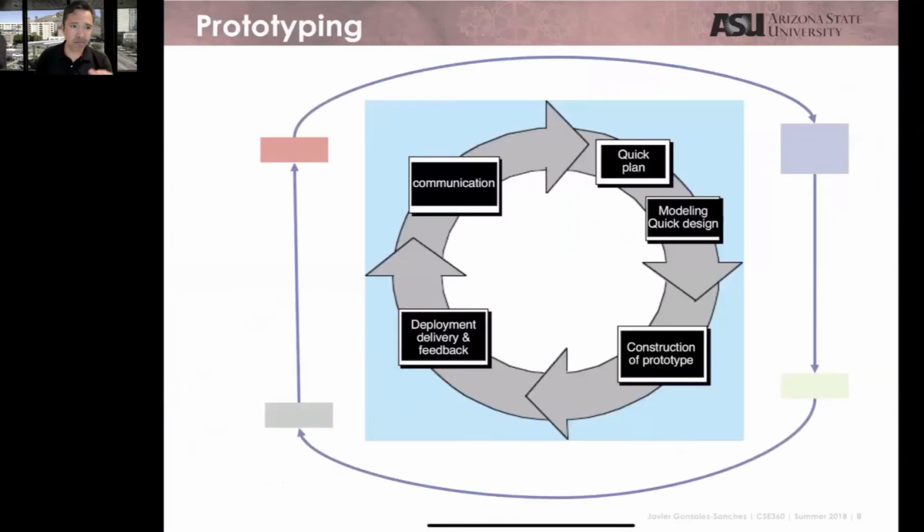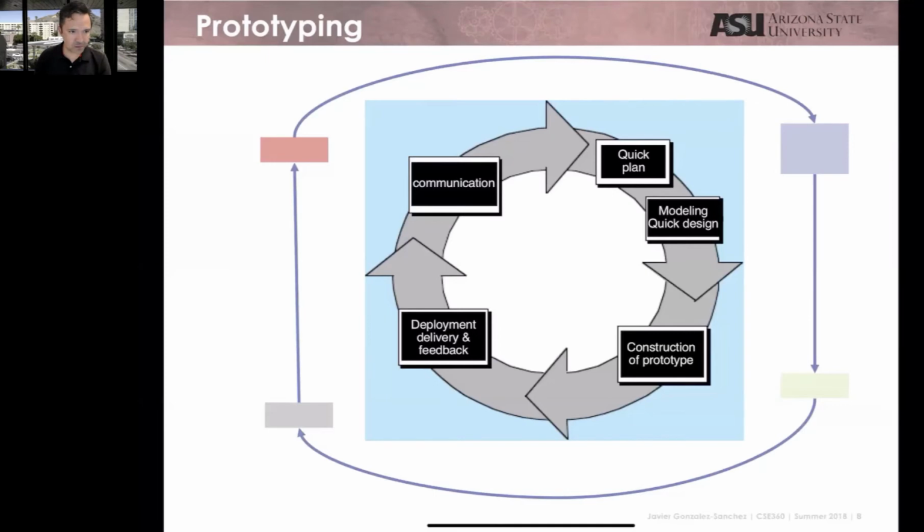Anyway, before moving to that, we reviewed prototyping. Prototyping, the same activities, but all of them connected in a circle, like an infinite loop of requirement, design, implementation, testing, delivery, new requirements, and so on.